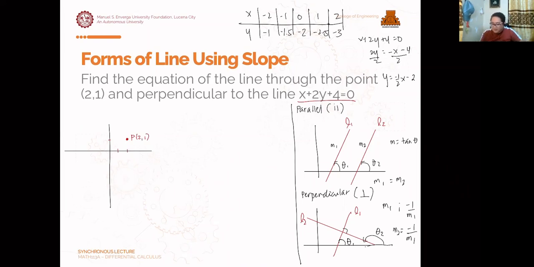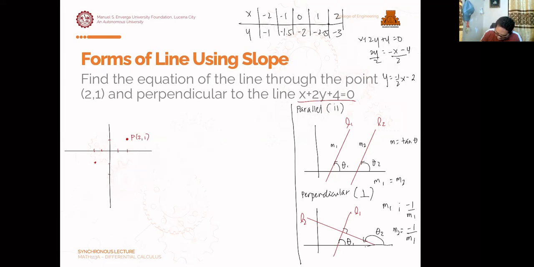So, yung nakuha mong values dito, pwede mo siyang i-plot doon sa Cartesian plane natin para makuha natin yung direction o yung sense ng mismong line natin. Okay? So, negative 2, 1. So, negative 2, tapos 1. Ito yung first point.